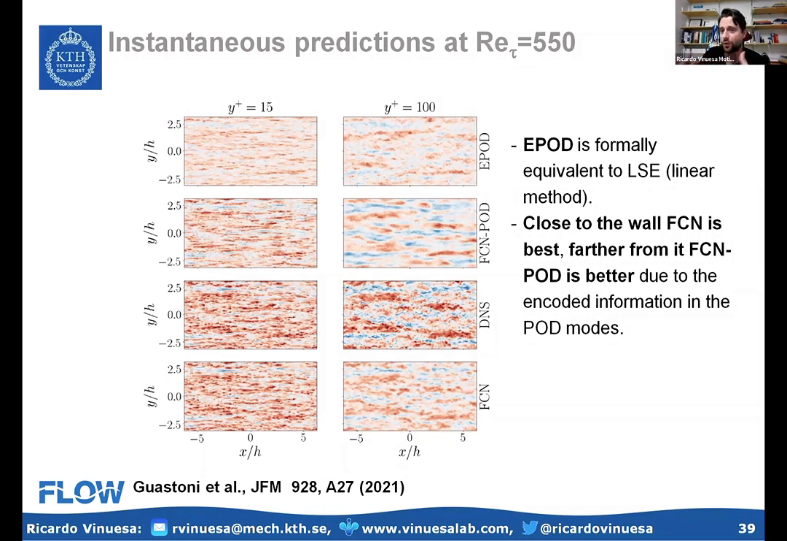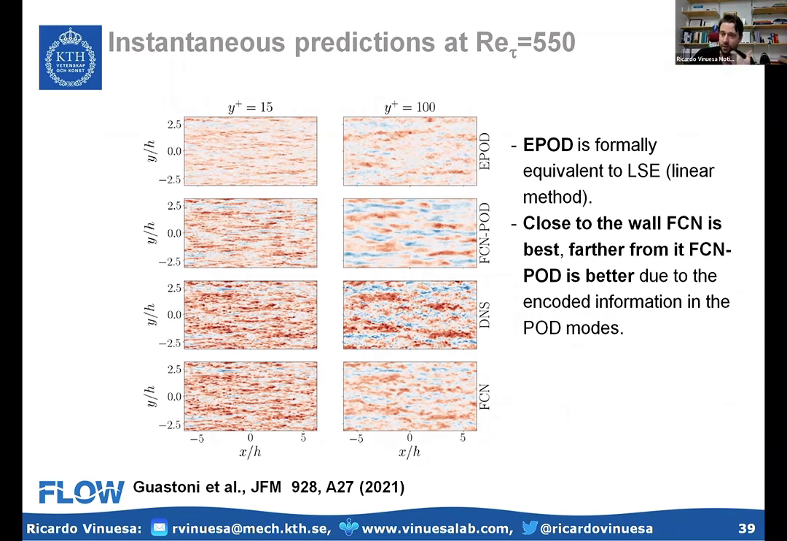When you have small scales close to the wall, the range of scales present there and the energy contained in it is really not so easy to encapsulate in a few POD modes. They are not dominant large structures that are taking up all the energy. But farther away from the wall, you have dominance of these larger scales, and it is in principle possible, by doing POD, to encapsulate a significant fraction of the energy into these large scales.